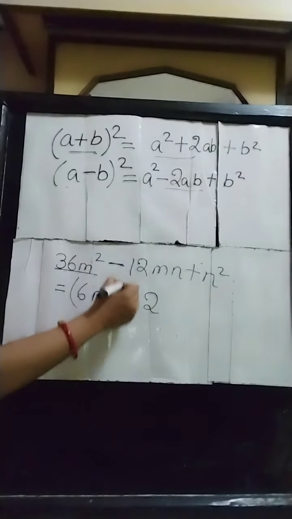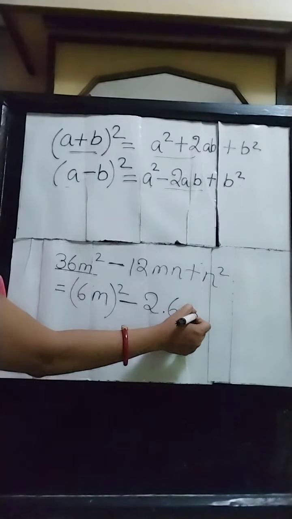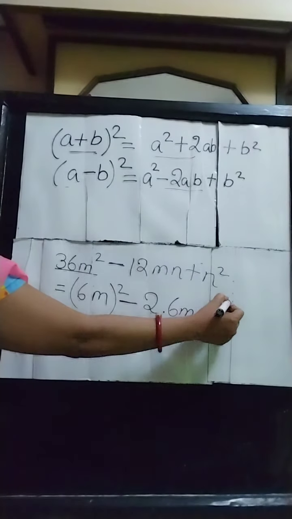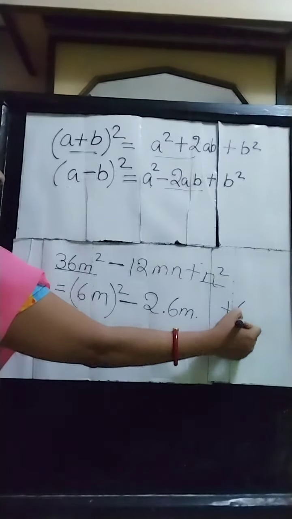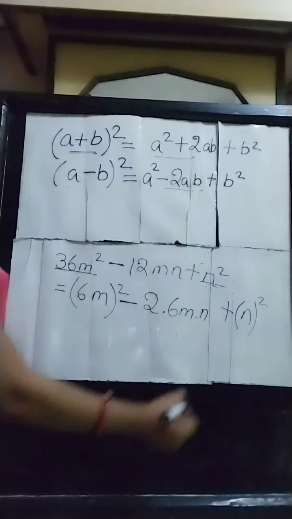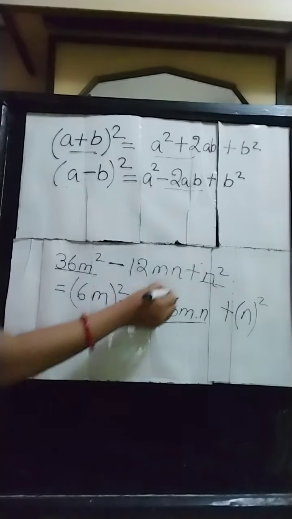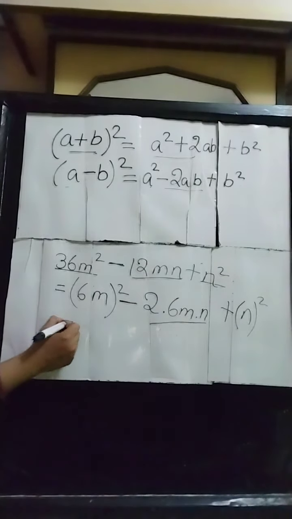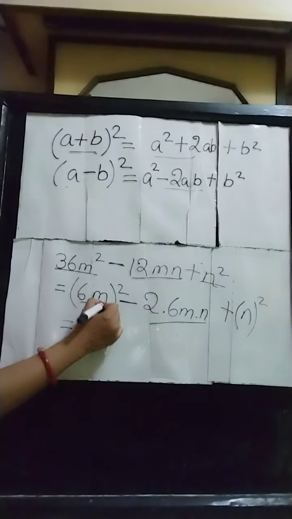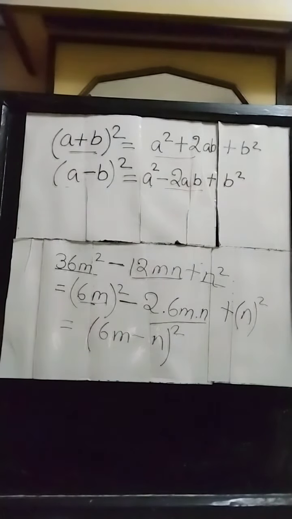So we will write the minus over here, minus 2 into first term into second term. Here the first term is 6m and the second term we don't know. So let's find the second term first. Here n square is the square of the second term. So n is the second term. So 2 into first term into second term, 2 into 6m into n, gives you 12mn. So we are doing it rightly. So ultimately this is the whole square of 6m, the first term, minus n, the second term. So 6m minus n whole square is this.